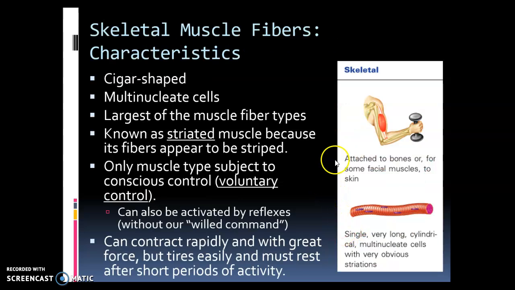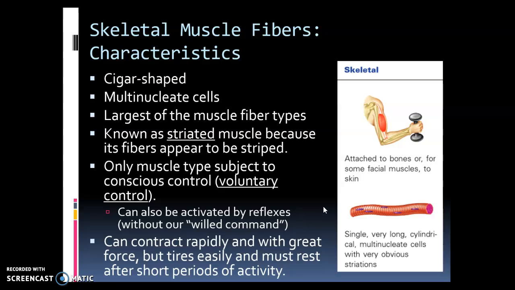So, skeletal muscle fibers, what they look like and how they work, they're kind of cigar shaped, so they kind of look like a long, skinny, thick little strip of tissue there. They are multinucleated. We talked about that when we talked about tissues. Skeletal muscle is multinucleated and it has striations. Remember, we talked about that, how it has the stripes in it. And it's the largest of all the muscle tissues.